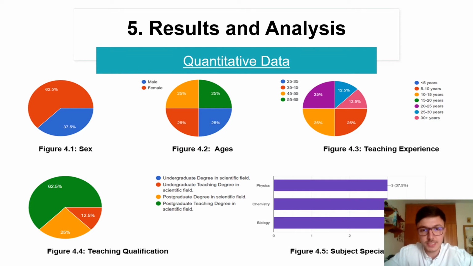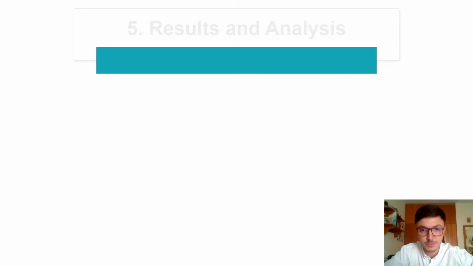As can be seen, female teachers predominated. There was an even distribution of the different ages from 25 to 65. Teachers were relatively experienced and extended from 5 to 10 years to 30 plus years. No teacher had a qualification below an undergraduate scientific degree, with some teachers having a postgraduate teaching degree in a scientific field. Most of the teachers consulted were biology teachers, as compared to the 3 for each of physics and chemistry.